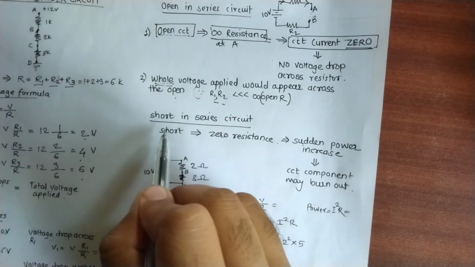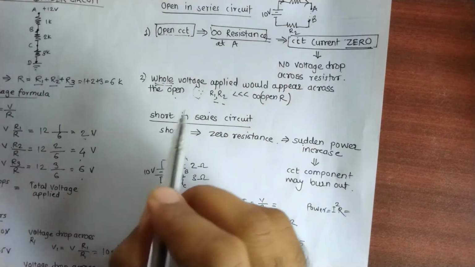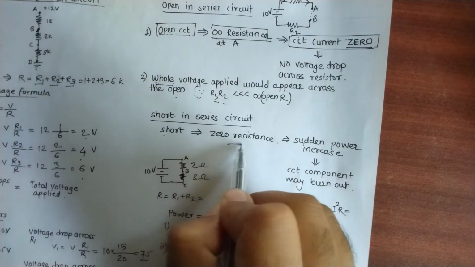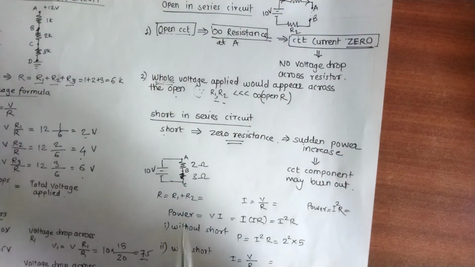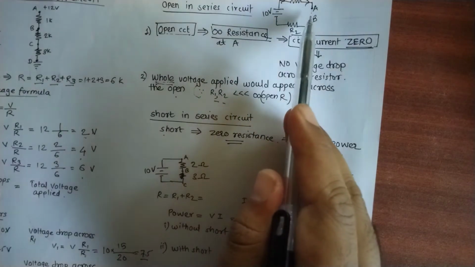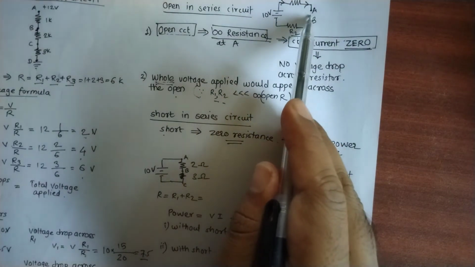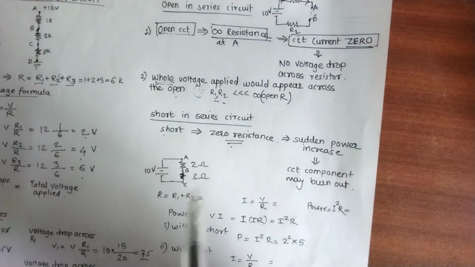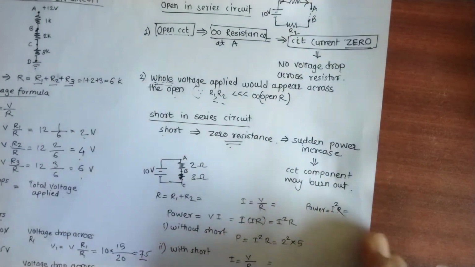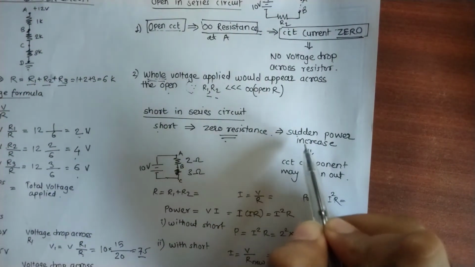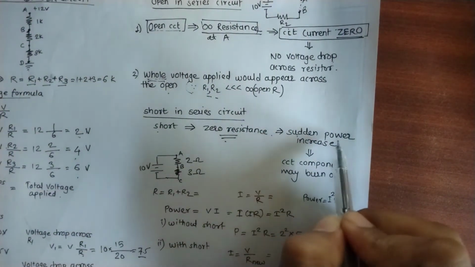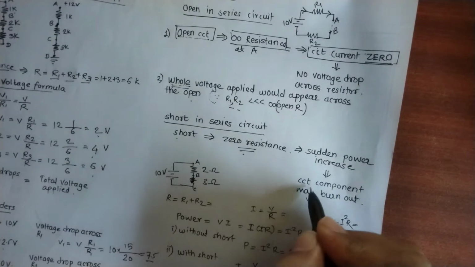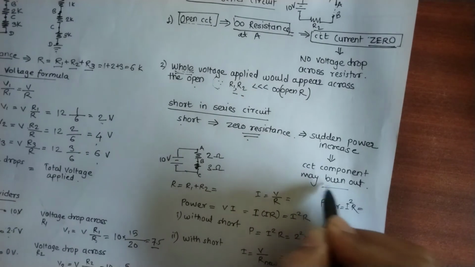Next we will move to short in a series circuit. What is short in a series circuit? Short means zero resistance. What we learned before was infinite resistance, and here we are suggesting zero resistance. So what will zero resistance do? There may be a sudden power increase, so circuit components may burn out.